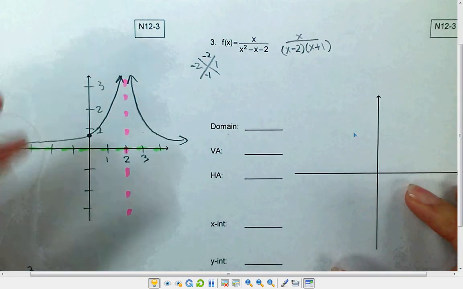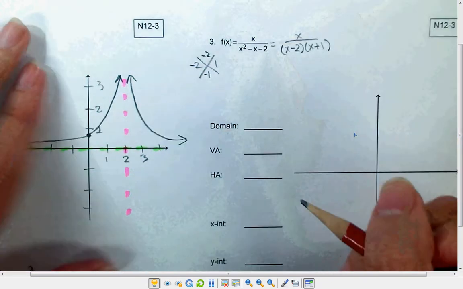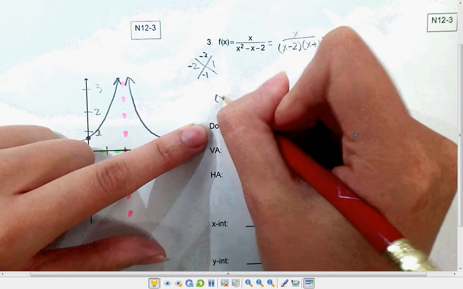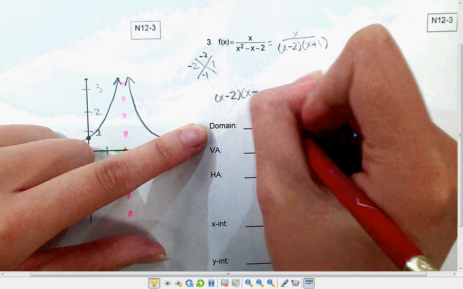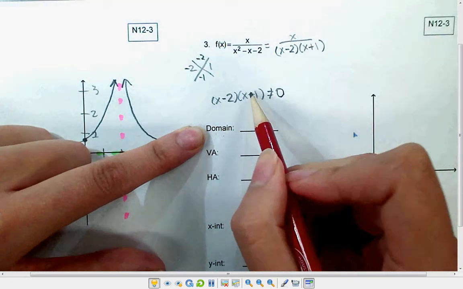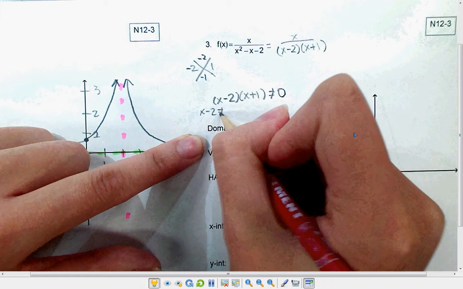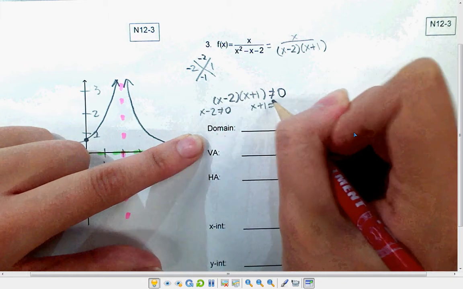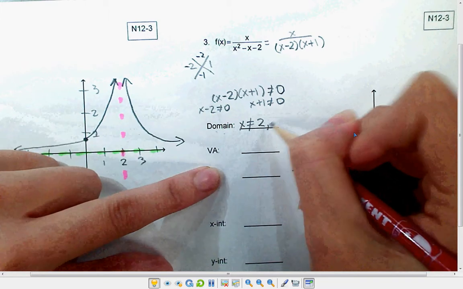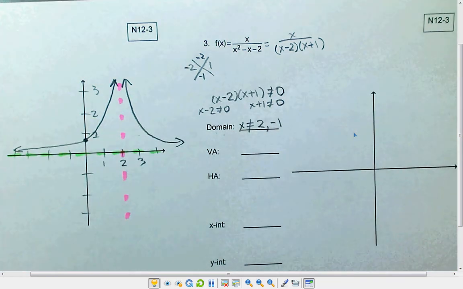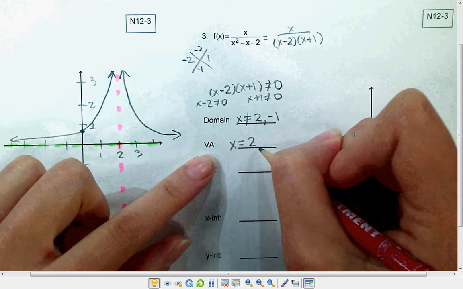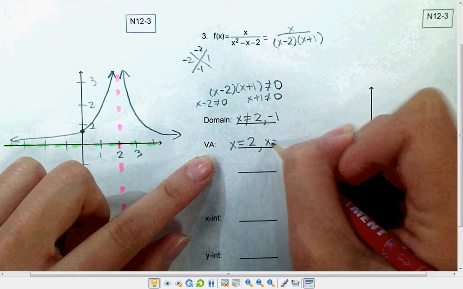Okay. Once we have it in factored form, it's going to be easier for us to find the rest of these. So domain, denominator cannot be equal to 0. So we already factored this out, which is great. So when you factor it out, we're going to separate them. So x minus 2 can't equal 0, x plus 1 can't equal 0, and we end up with x cannot be positive 2 and negative 1. So our vertical asymptotes, this time we actually have 2. We have one at x is equal to 2 and x is equal to negative 1.